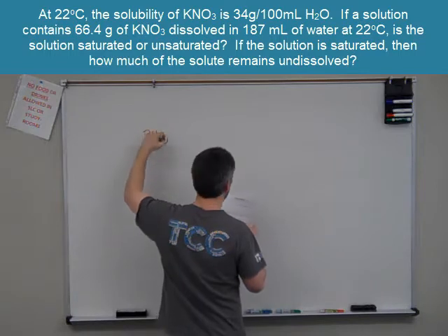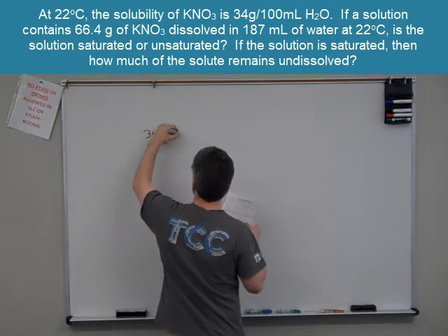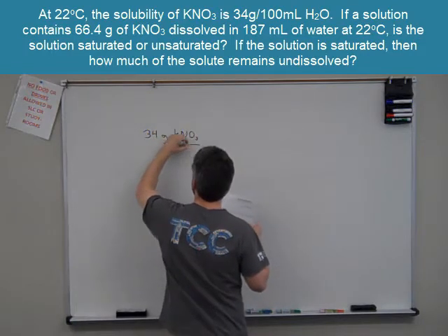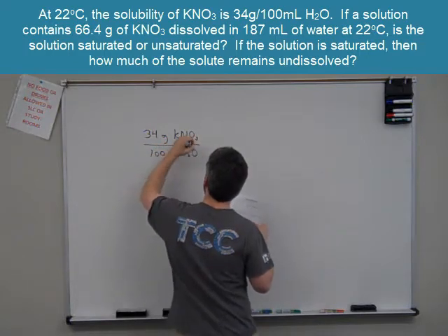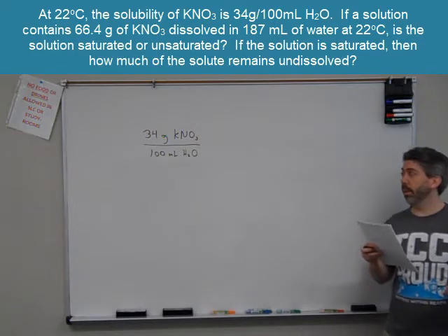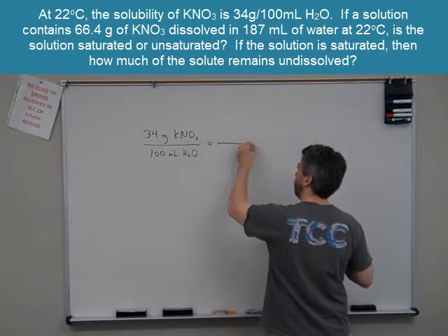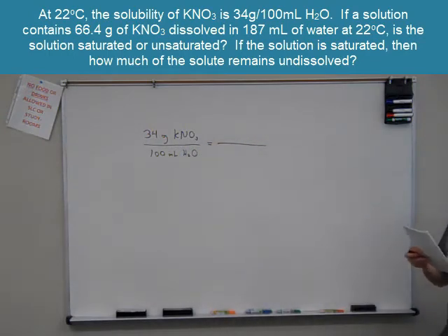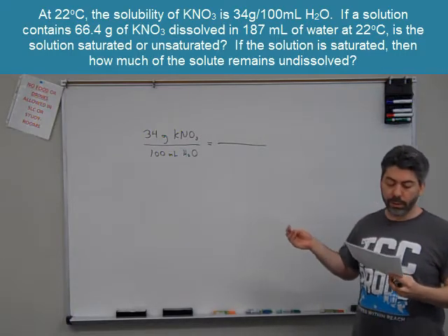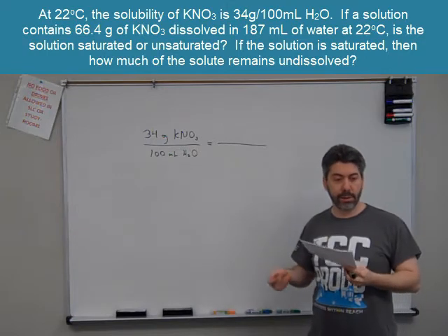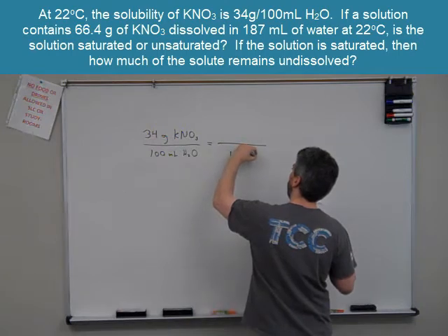34 grams of KNO3 over 100 milliliters of water, right? That's the solubility that's given. The given solubility should be your, shall we say, starting fraction. You then want to set up a related fraction to figure out how much could dissolve in the given amount of solvent. How much solvent is given? 187 milliliters of water at the bottom.